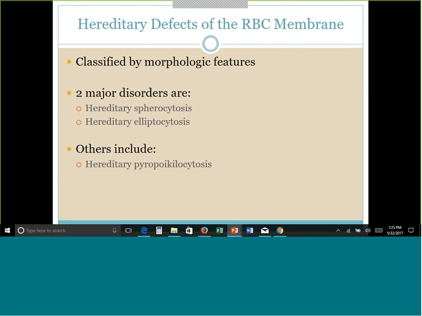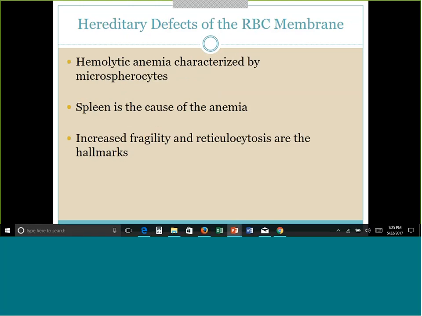These are hereditary, so you're born with them. Two major ones in here are hereditary spherocytosis and hereditary elliptocytosis. There is a third one called hereditary pyropoikilocytosis. So we'll go through each one. First up is hereditary spherocytosis.